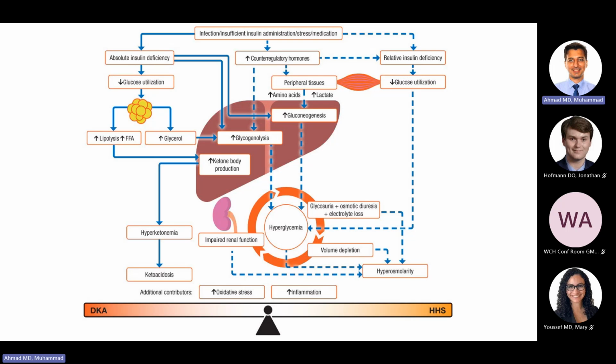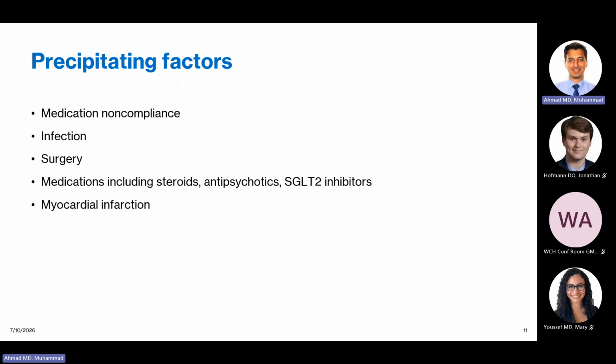So we have to start from the top, like what caused it, and we have to manage it, and in the end. So these are the common precipitating factors. Medication non-compliance.